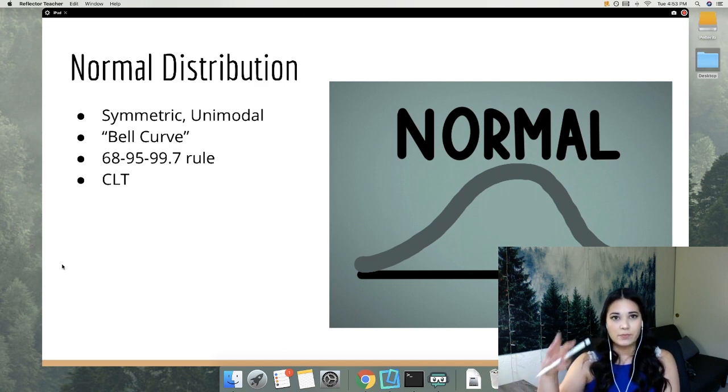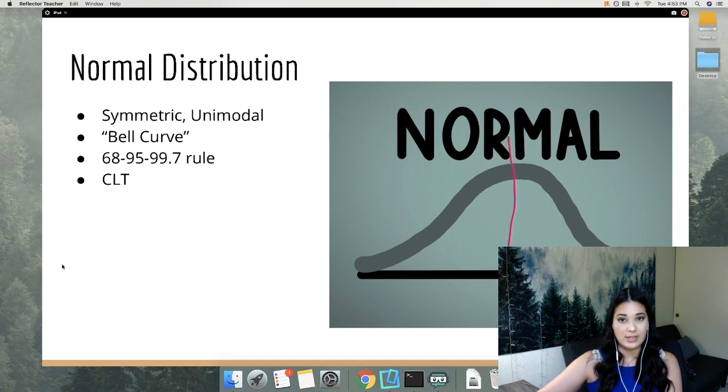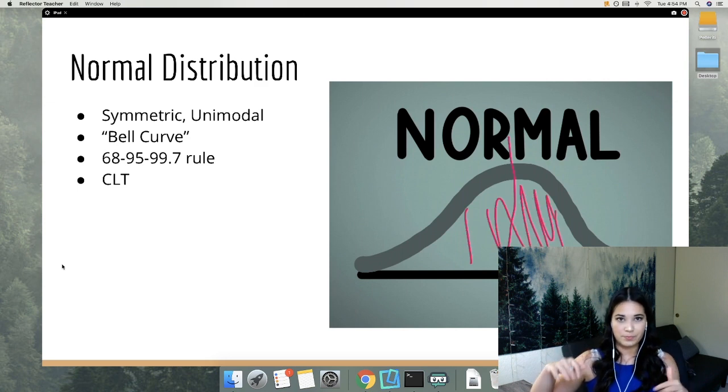Basically, the normal distribution is a very special distribution where it is symmetric. So if I draw a line down the center of it and fold it in half, it would be exactly the same. And it's unimodal, which means most of the data is in the middle. You can see that here in the distribution.